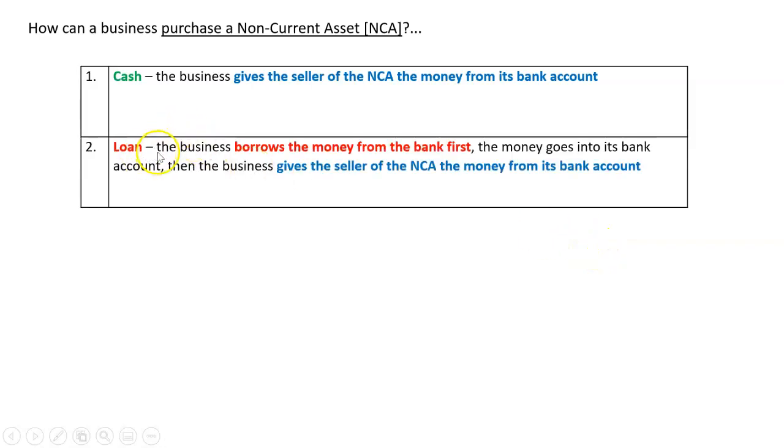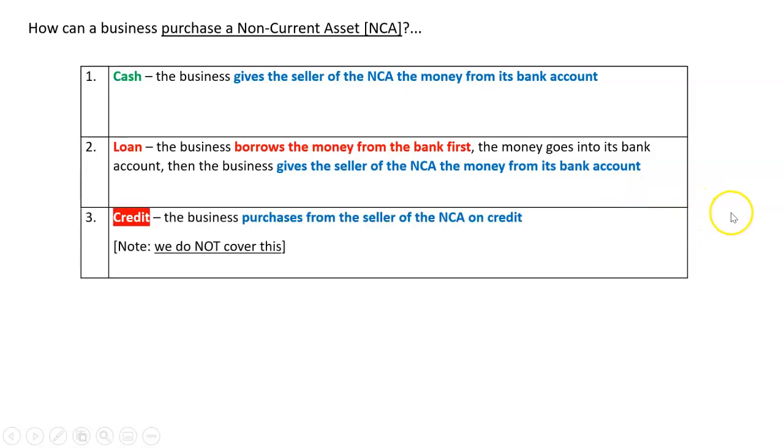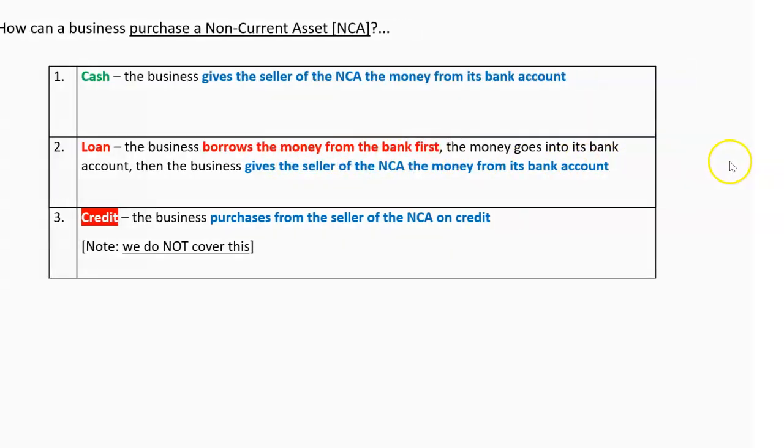We take out a loan first. So we borrow money from the bank first. The money goes into our bank account, and then we give that money to the seller of the non-current asset. The third way was to buy it on credit, just like we would inventory. However, just note that we don't cover this in our course, so we don't need to know how to process that one. So let's deal with this one. We borrow some money from the bank first, and then we give it to the seller of the non-current asset.